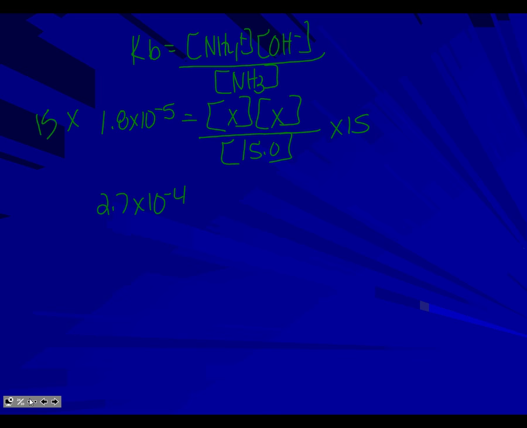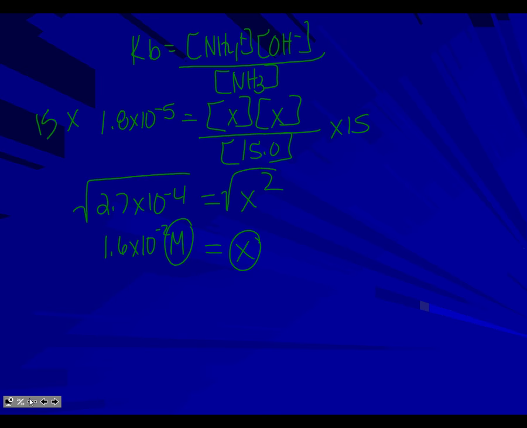I'm going to go ahead and put my x's together for x squared. And then I'm going to take the square root of both sides. This is exactly what we did before. This is equal to 1.6 times 10 to the negative second molar. We remember x is molar. Now, here's where you have to be careful.